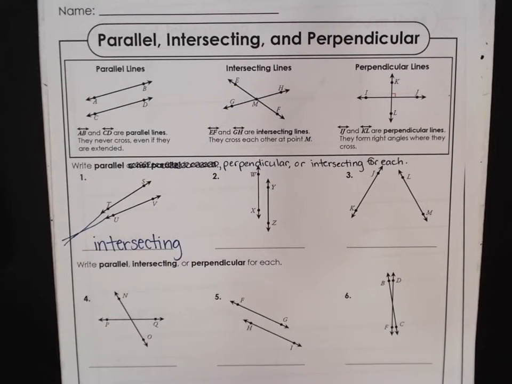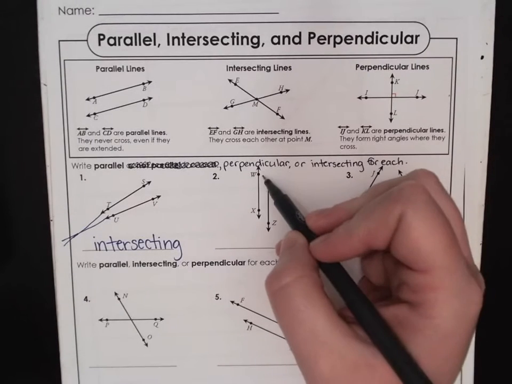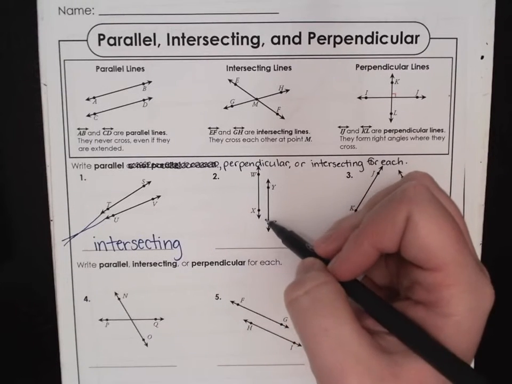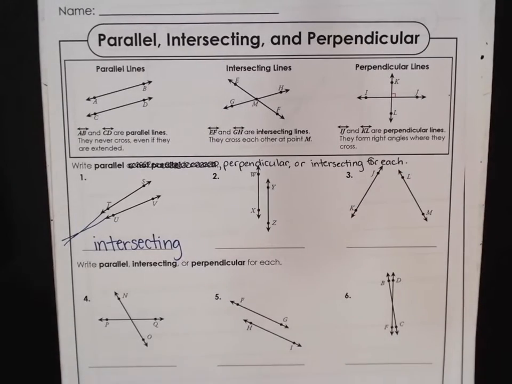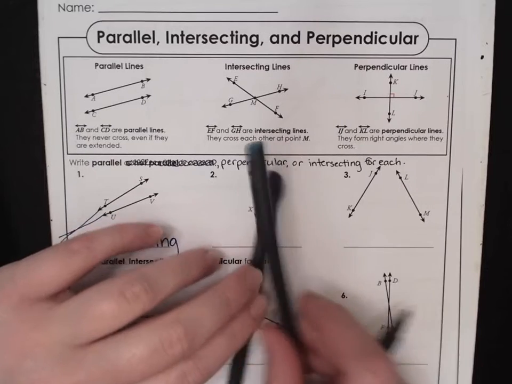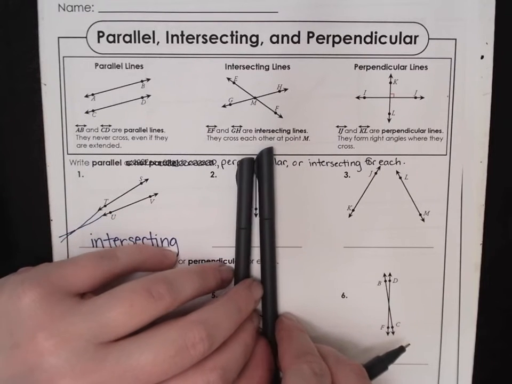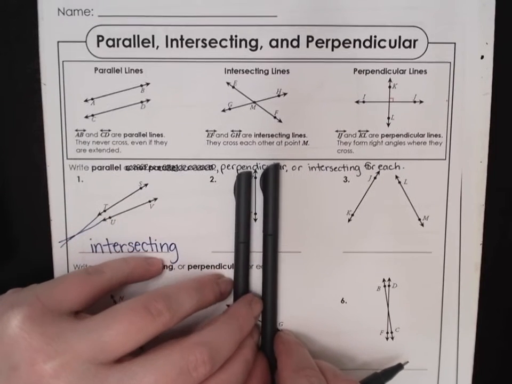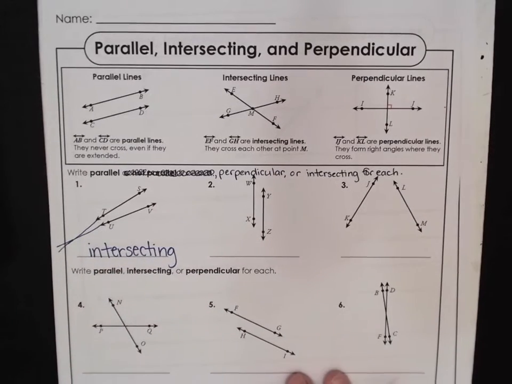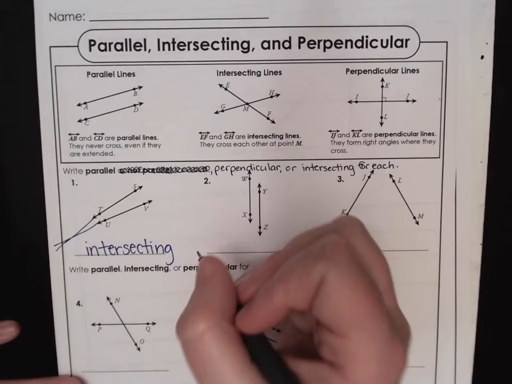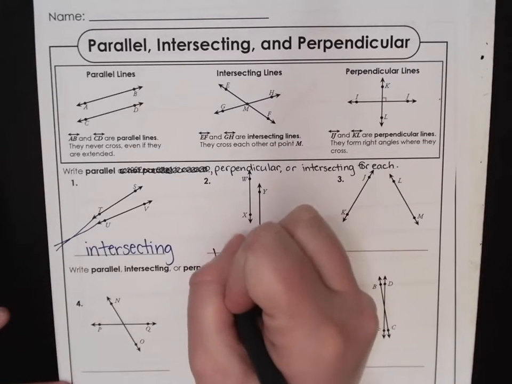Number 2, I have line WX and line YZ. If I look at these, the space in the middle, it's even. They are evenly spaced, and I can extend both of these lines in either direction. And as you extend, you can even draw it with your pencil or use a ruler. They will never touch each other. And since those lines will never touch each other, they are parallel lines.